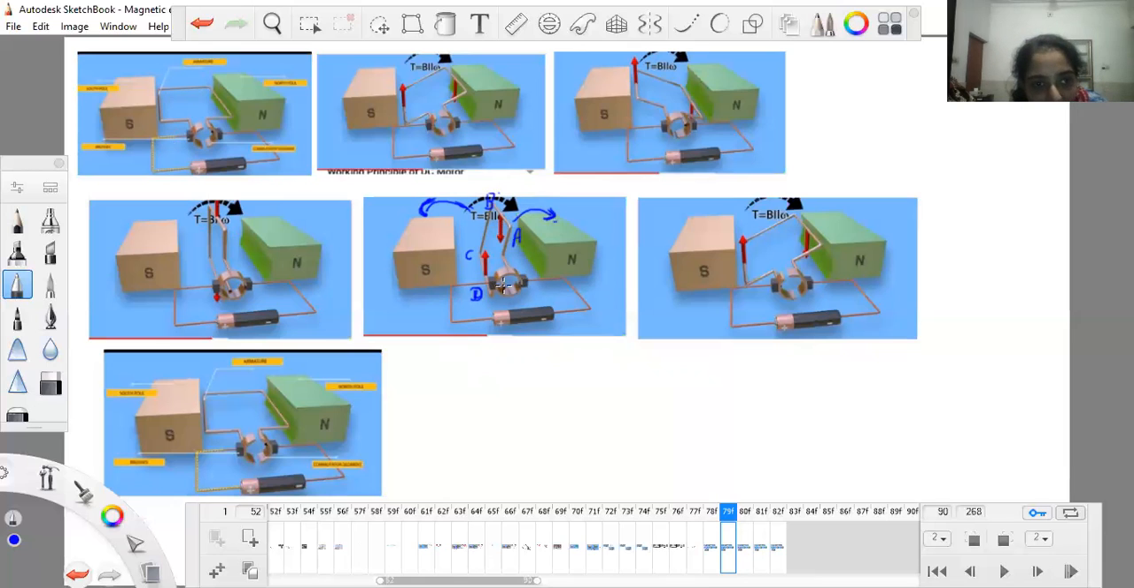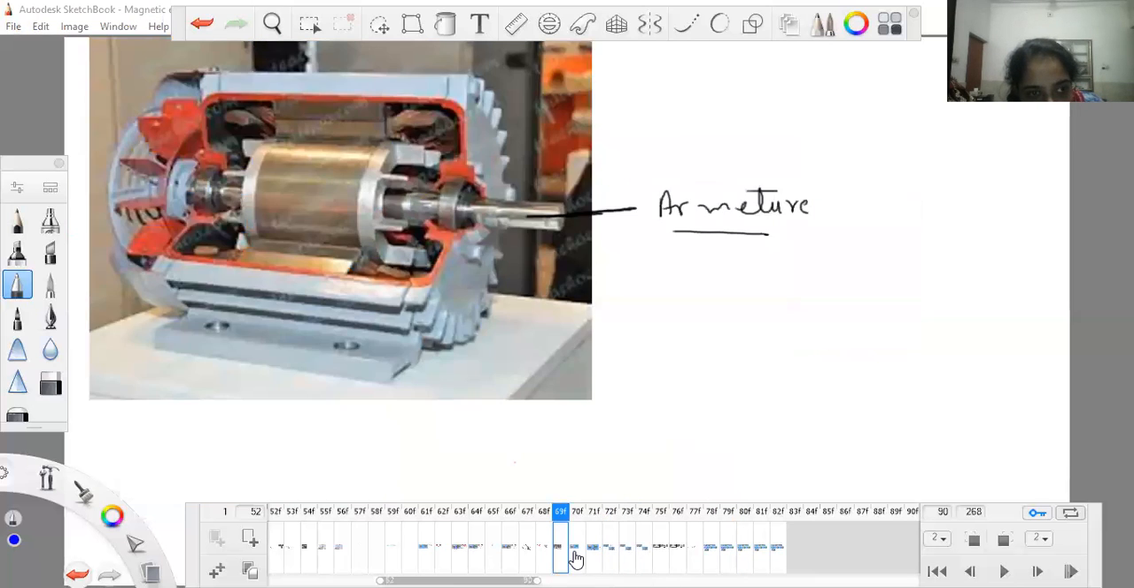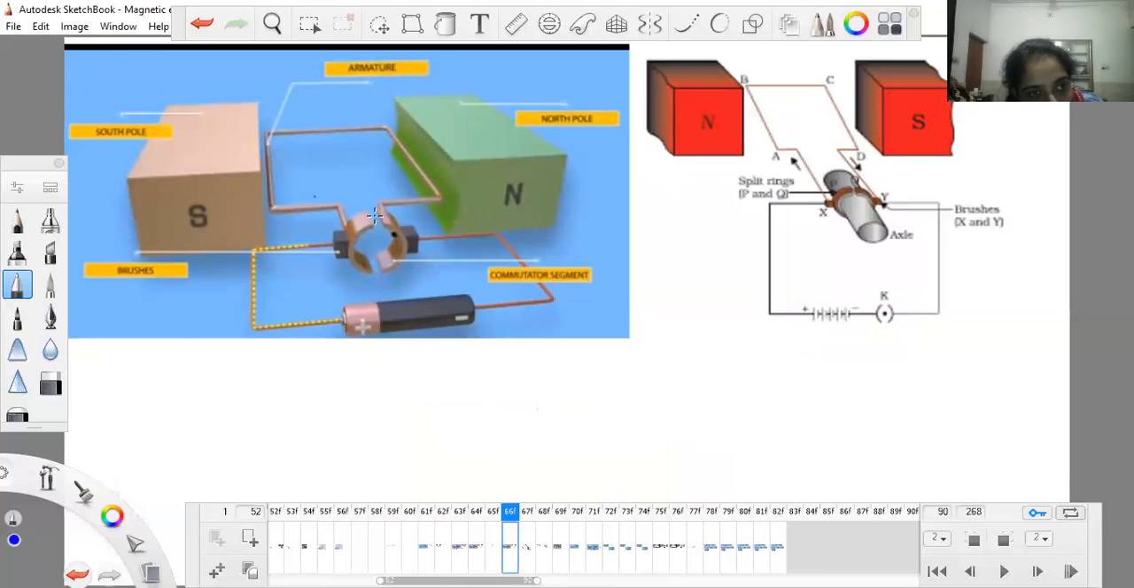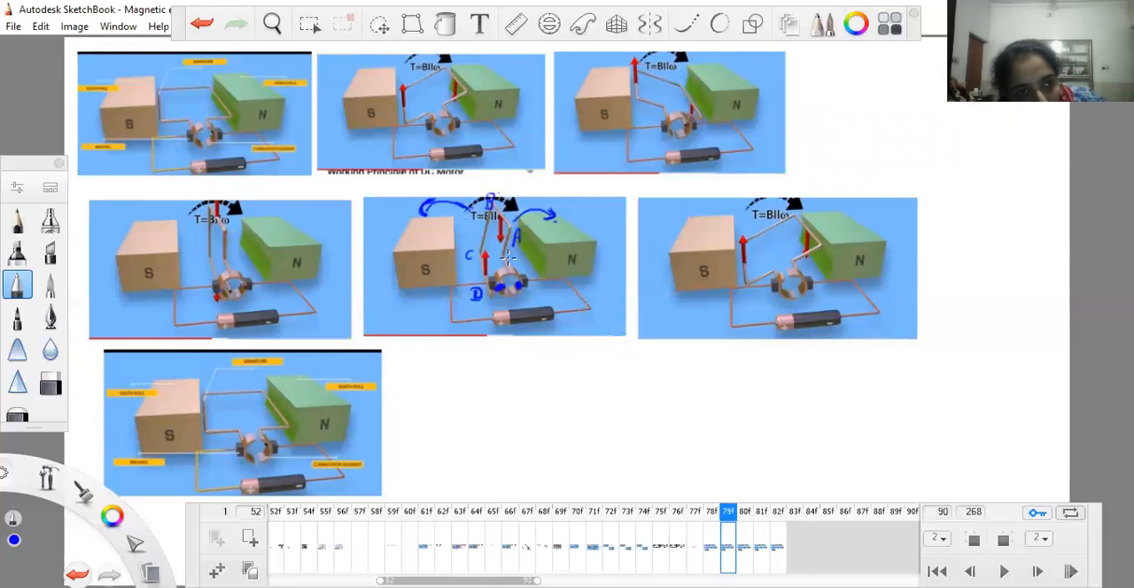Why? Because at this time you can see the gap came here, because it is continuously rotating, and we can see how the gap will change its position as it rotates. The split ring rotates in such a manner that the gap will shift towards this side, and this armature will be in vertical position. At this position it is the gap condition.